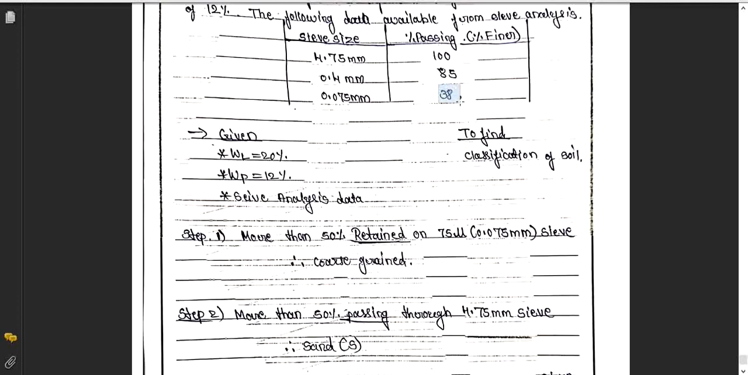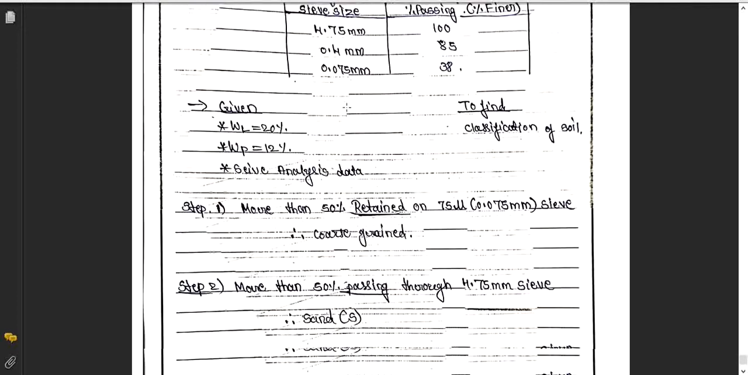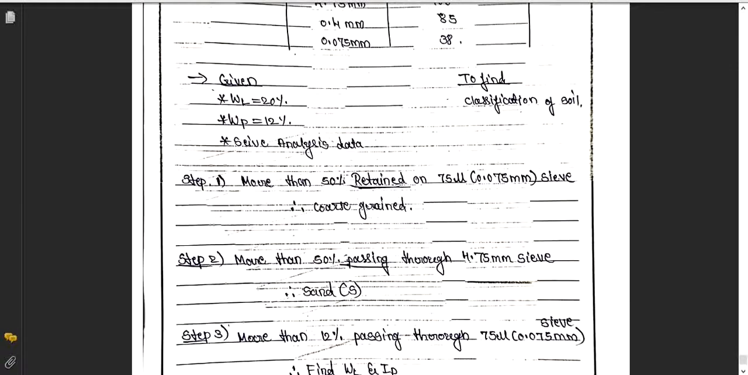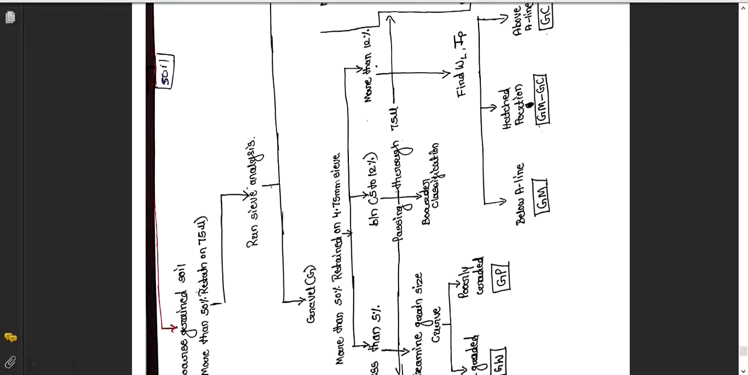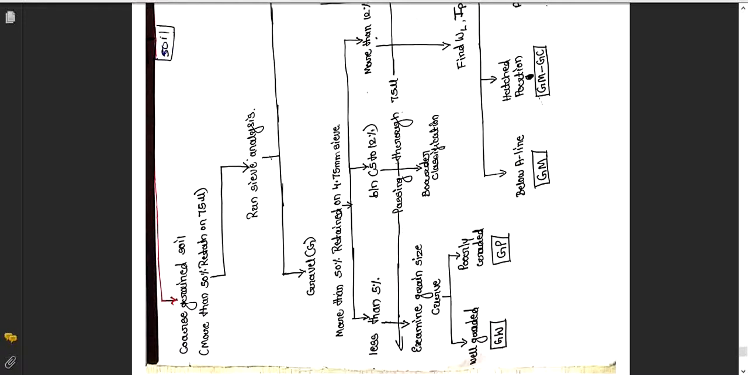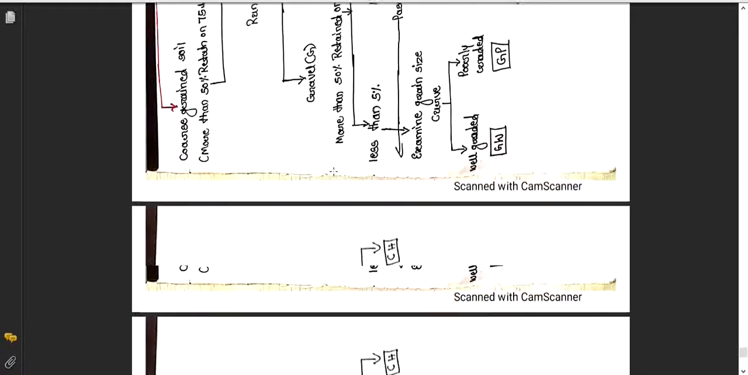38% is passing through the 75 micron sieve. That means more than 50% is retained on 75 micron. That's why I am going to say it is a coarse grained soil. So next, I have decided it as a coarse grained soil. Next, run sieve analysis. After running sieve analysis, what I have to observe is whether more than 50% is retained on the 4.75 mm sieve. So I have to observe the 4.75 mm sieve again.